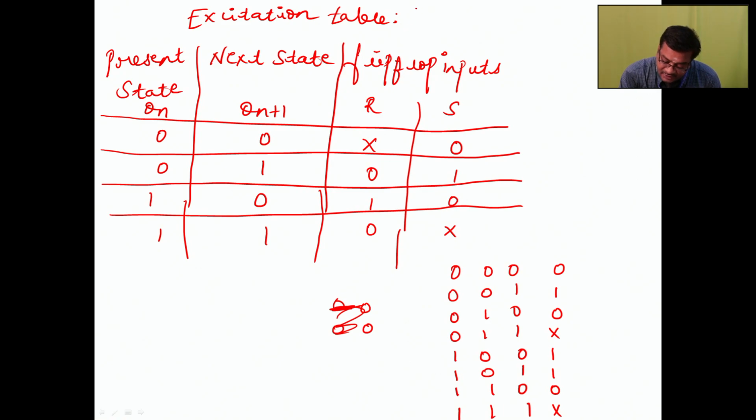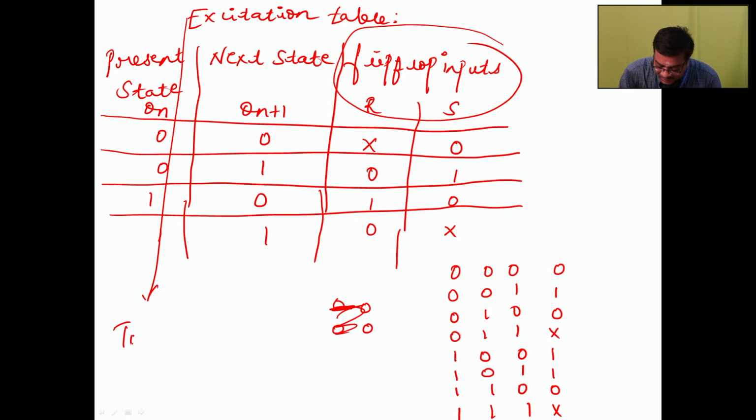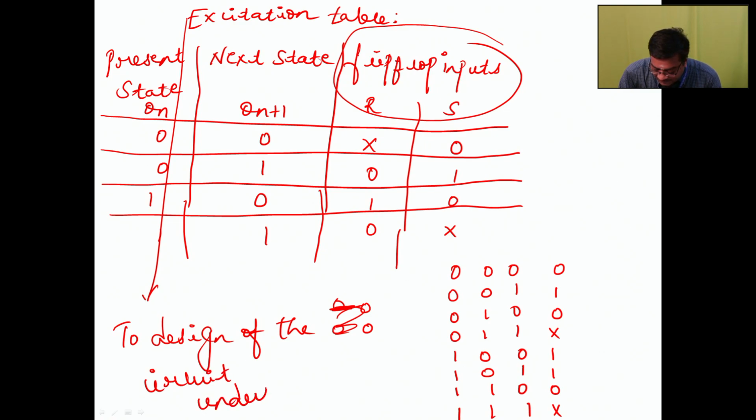Now when you come to the excitation table, what are we going to find out? We are going to find out the flip flop inputs here. Why are we going for this excitation table? To understand the design of the circuit, we are going for the excitation table.